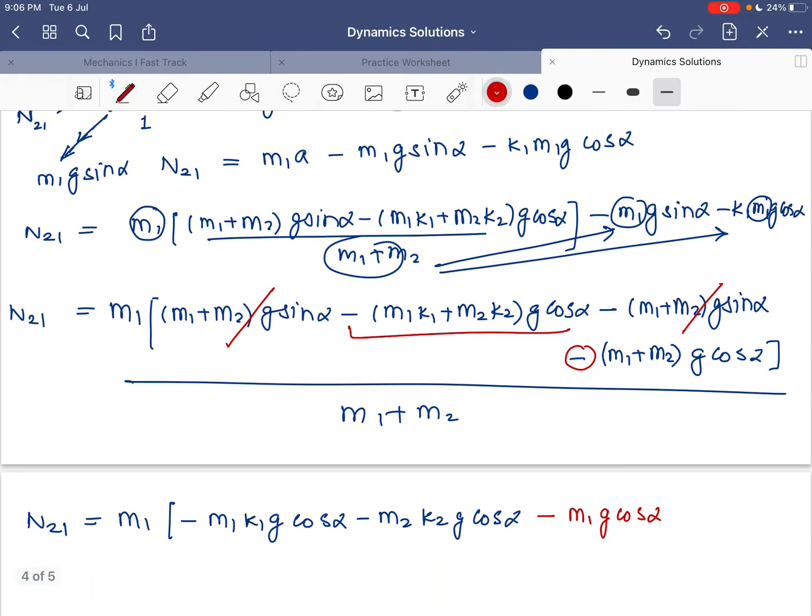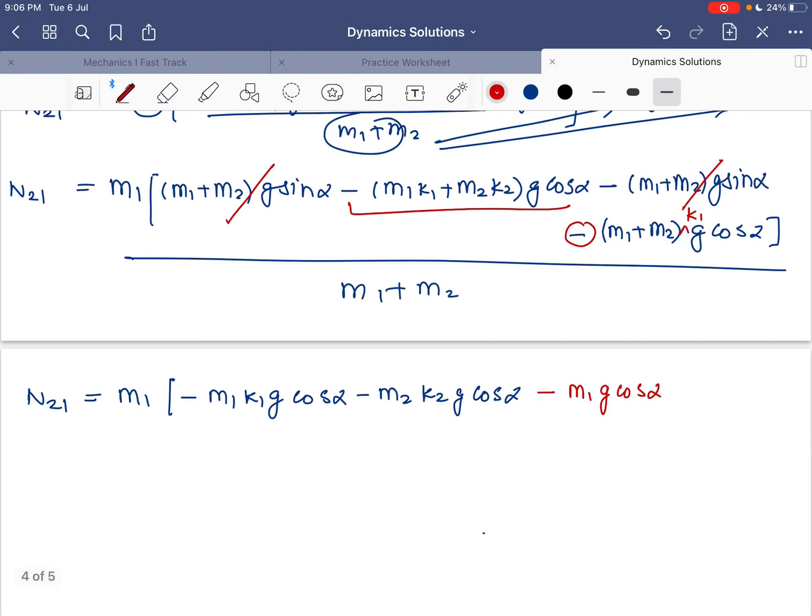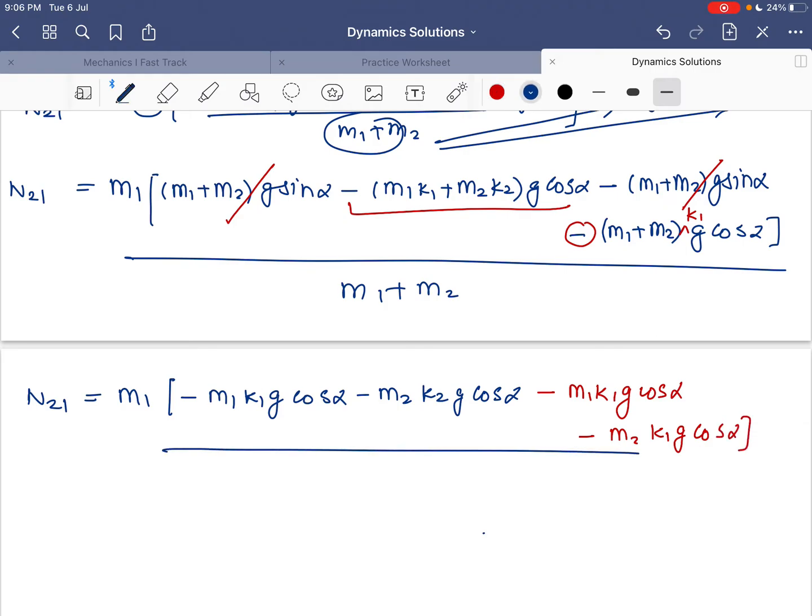Okay, basically this is k1 m1 g cos alpha, and I have forgotten here to write k1, so there is k1 here. So m1 k1 g cos alpha minus m2 k1 g cos alpha, and this whole divided by m1 plus m2.